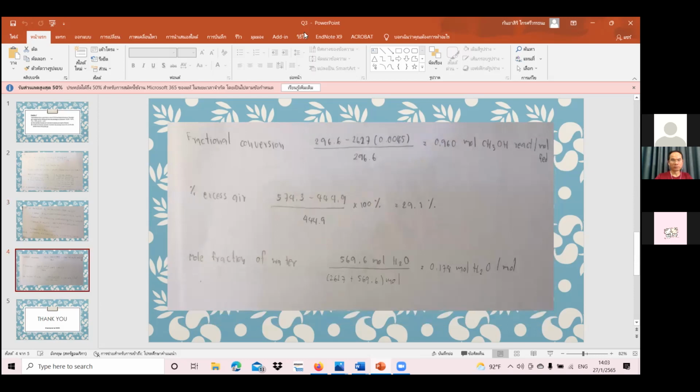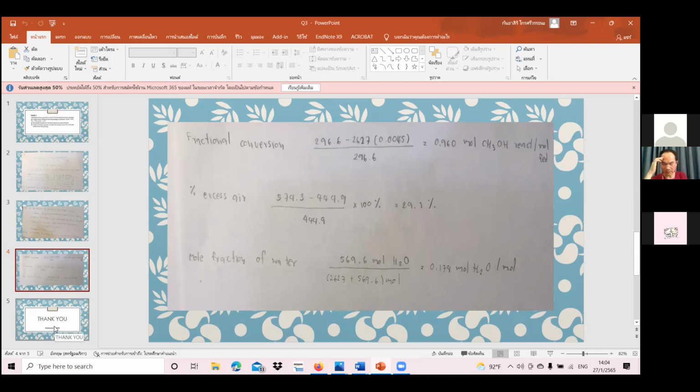I have to find the fractional conversion, so I got 0.960 mole methanol per mole feed. For the percent excess air, I got 29.1%. And the last one, mole fraction of water, I got 0.17 mole H2O per mole. That's all.